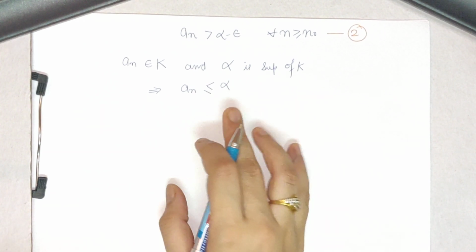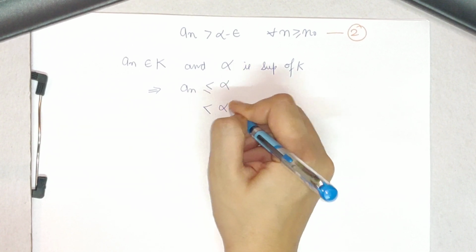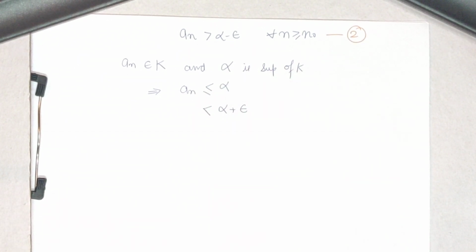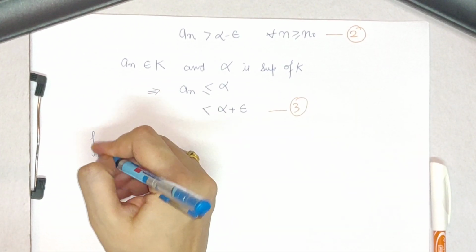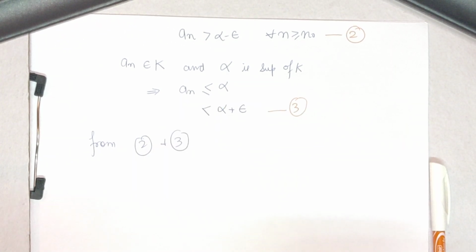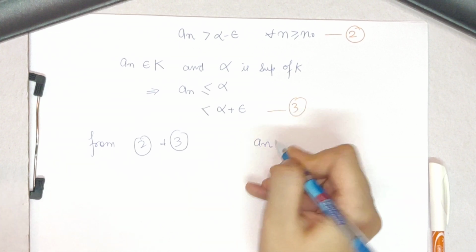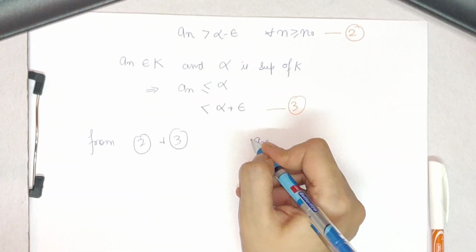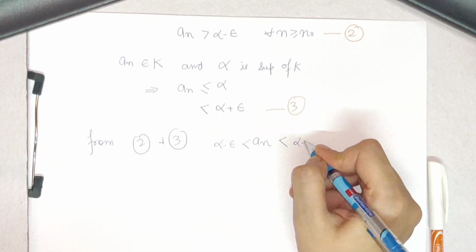Simple. This alpha is further less than alpha plus epsilon. Epsilon is a positive quantity. So what we have got here, I'll mark it 3. What we have got from 2 and 3 is that an is greater than alpha minus epsilon and less than alpha plus epsilon.